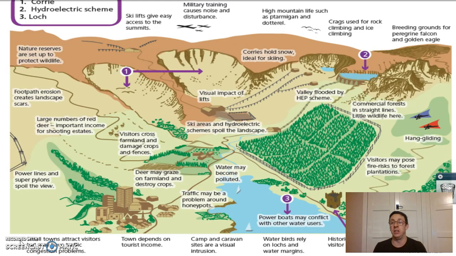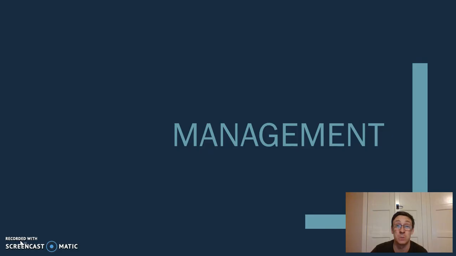Now, I've got this diagram, and I'm going to leave this. I'll also give you copies of it. This is just a nice little bit that gives you an example of different land uses throughout the area and some potential conflicts that could come from them as well. It gives you some more options, some more factors to potentially discuss.